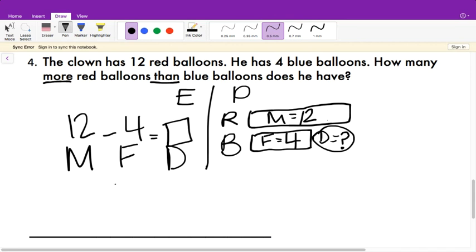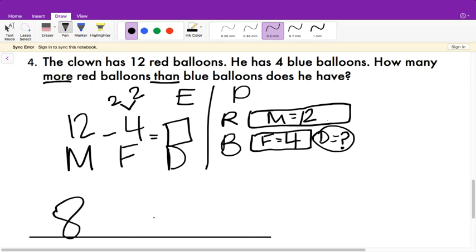box. Okay, so to solve this, I'm thinking, well, 4 is 2 and 2. And so I can do 12 minus 2 equals 10. And then 10 minus 2 equals 8. So I know my answer is 8.